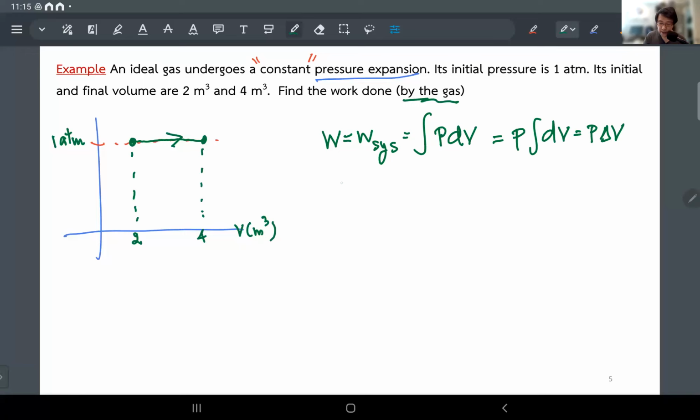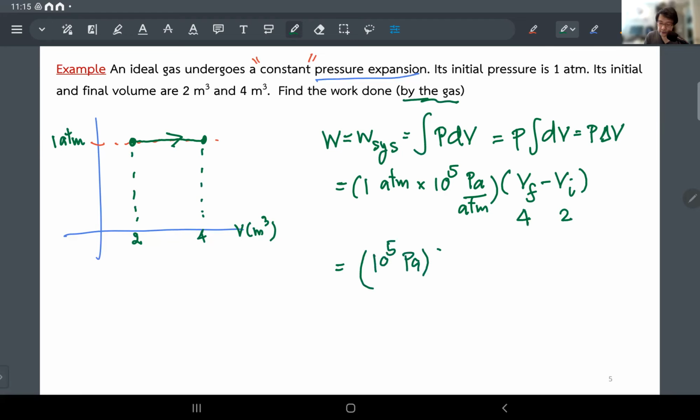The pressure is given to be 1 atm. I can convert this to Pascal using some factor. You can look it up, but it's approximately 10 to the 5 Pascal per atm. So that puts it in the SI system of Pascal. And then the volume change is going to be final volume minus initial volume. Because it's an expansion, the final volume is 4, initial volume is 2. See, it's automatically positive. So it's going to be 10 to the 5th Pascal times 2 cubic meter. At the end, it's positive.